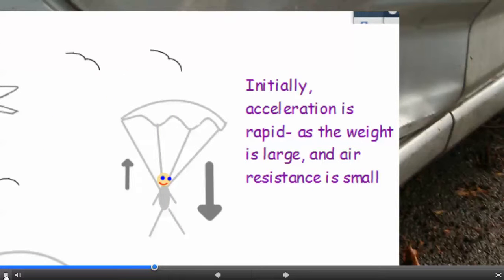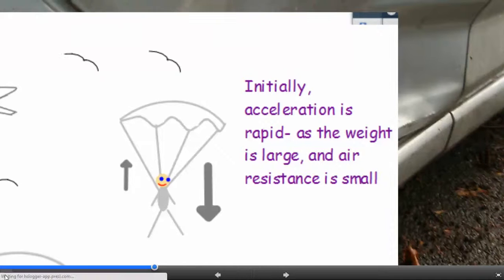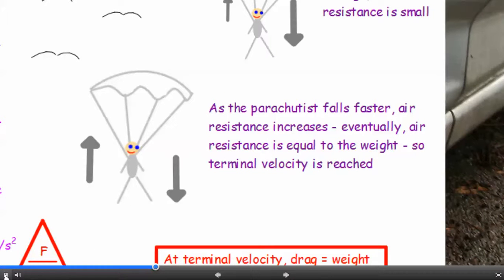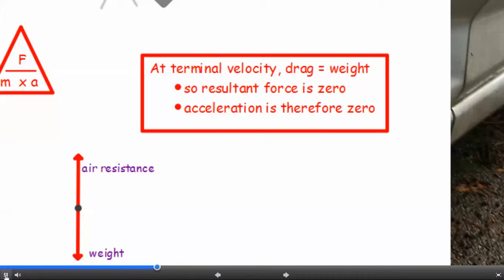So let's look at it visually then. The parachutist has just jumped out of the plane, and initially acceleration is rapid because the weight is large and air resistance is very small because his velocity is very low when he's first jumped out. And as the parachutist falls faster, air resistance increases, and eventually air resistance is equal to weight. So terminal velocity is reached. There's no more acceleration, he's falling at a constant speed. So, at terminal velocity, drag is equal to weight. So the resultant force is 0, and acceleration is therefore 0.